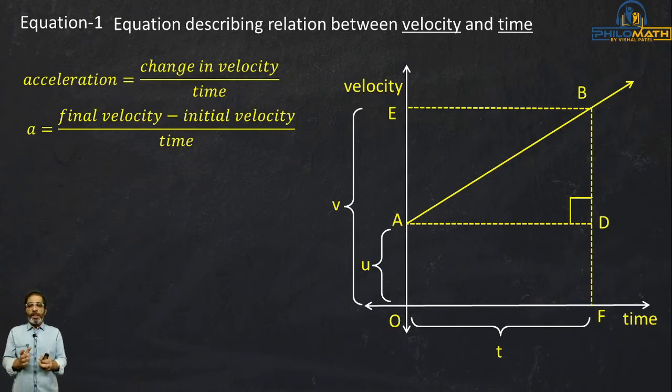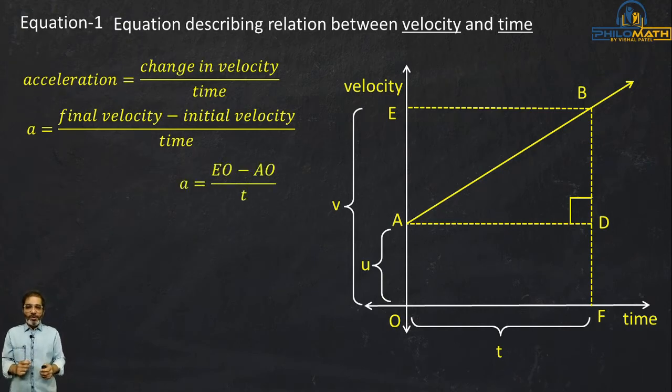upon time. Now since, students, we are doing a graphical derivation, I want all of you to look at the graph and see what the final and initial velocities are. See the next step: a equals EO minus AO. See the graph, EO is nothing but the final velocity, that is v, and AO is nothing but the initial velocity, that is u. From the graph, if I do EO minus AO, I get EA, and that is what I am writing in the next step.